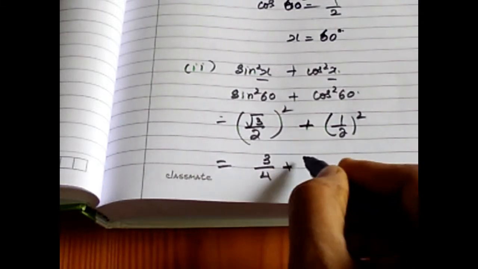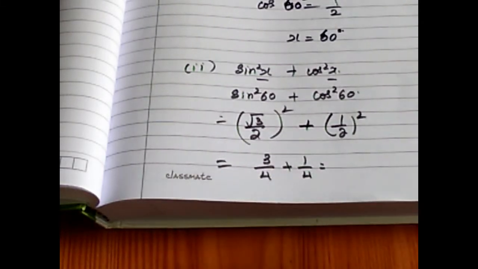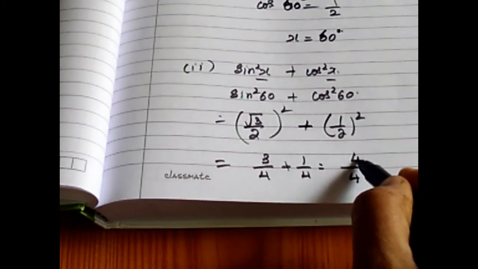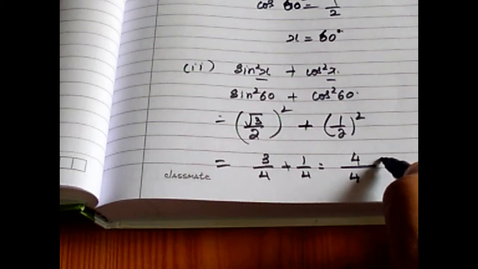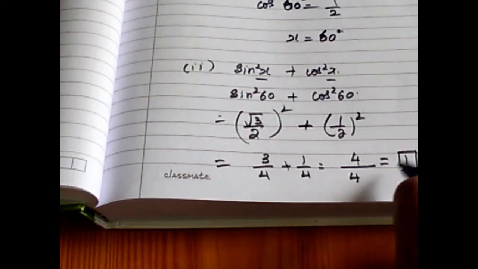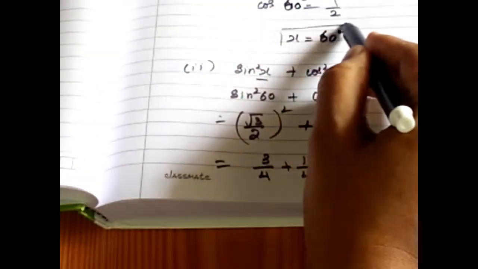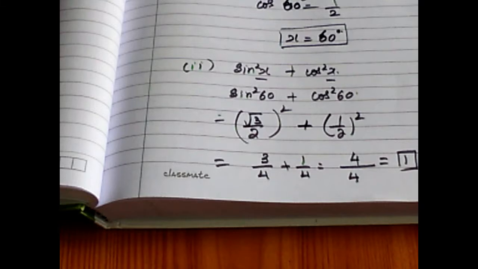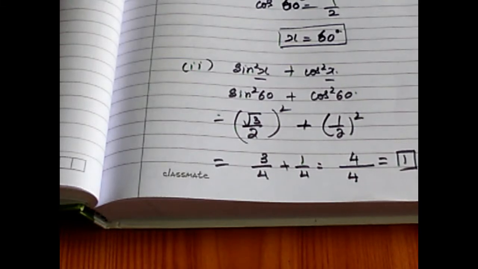So 3 by 4 plus 1 by 4. 4 will be the LCM, the common denominator. Hence we can add 3 plus 1, 4. 4 by 4 is equal to 1. So first sub question, x is equal to 60. Second sub question, the value of sine square x plus cos square x is equal to 1.